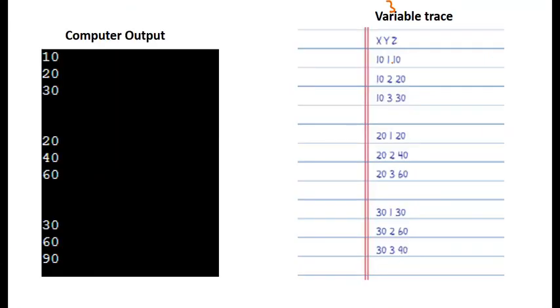Now, here is a cleaner version of the code tracing process on a white paper. As you can see, we have the x, y, and z variables, and we can see how at each iteration x will remain the same and y will change, right? And here is the actual computer output after I have run the program using the Python language. As you can see, it's the same as the output that we have gotten when we did it manually. 10, 20, 30, 20, 40, 60, and 30, 60, 90.